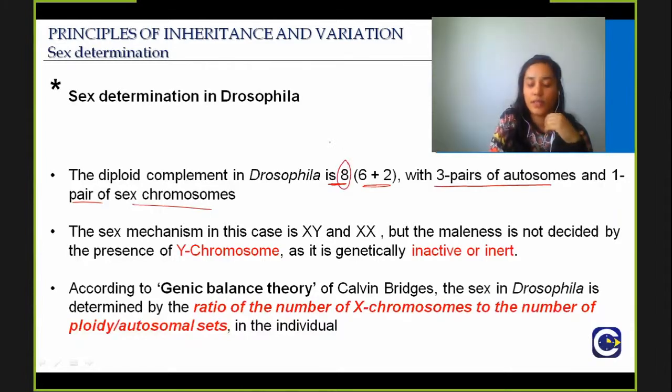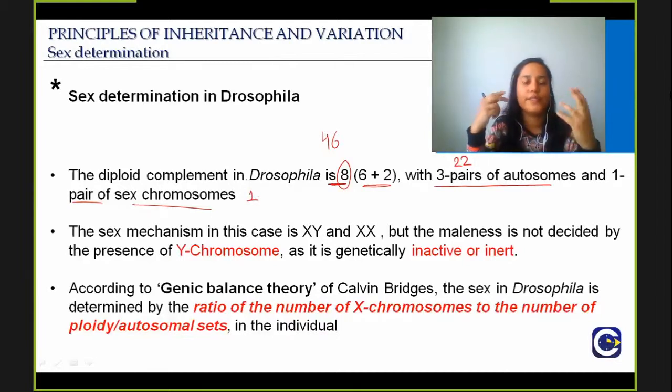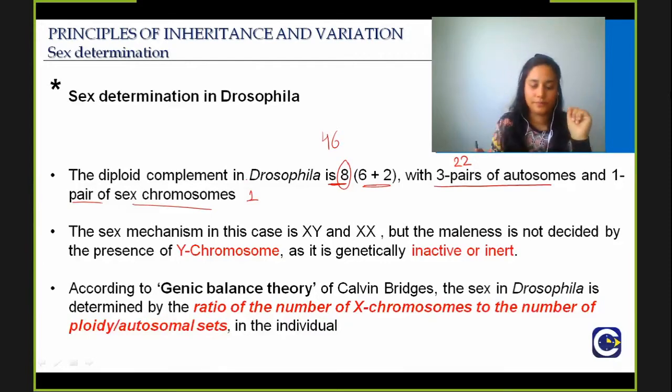In humans, the diploid complement is 46. Okay, 6 plus 2 with 3 pairs of autosomes. In humans, we have 22 pairs of autosomes and 1 pair of sex chromosomes. So always, if you see so many numbers and you don't understand, just try to relate it with humans. Okay, because we are very clear with the human thing, right? 46 chromosomes, 23 pairs, 22 autosomes, 1 sex chromosome. So just try to do that.